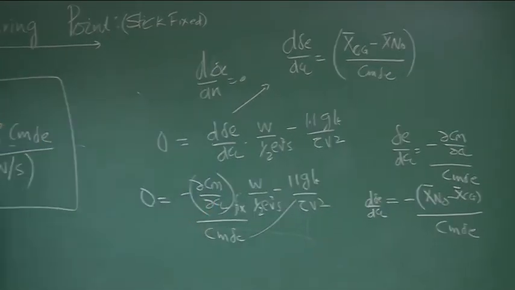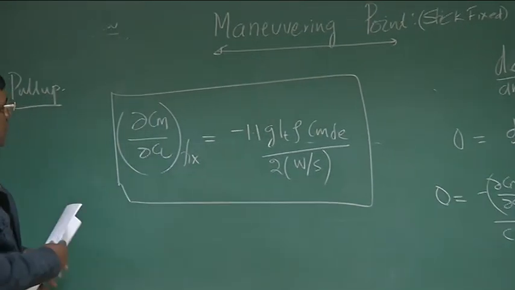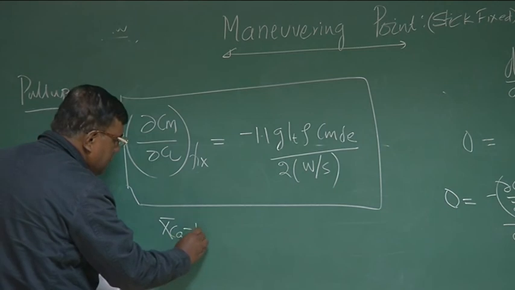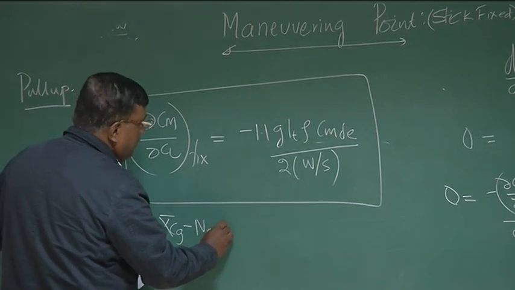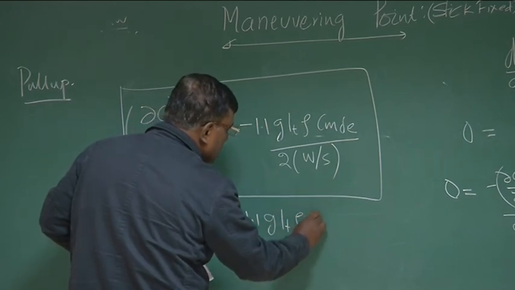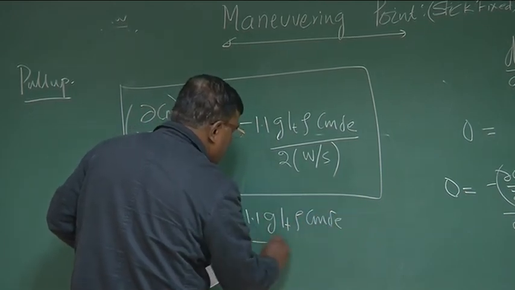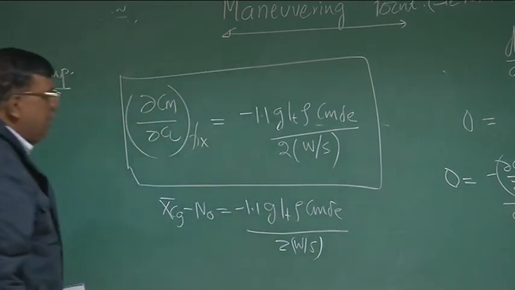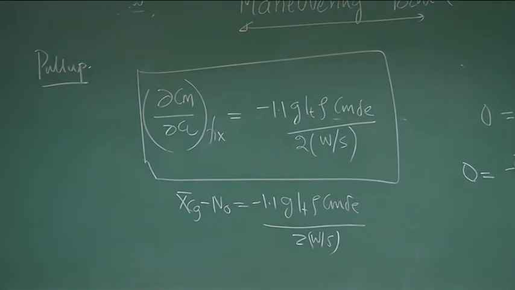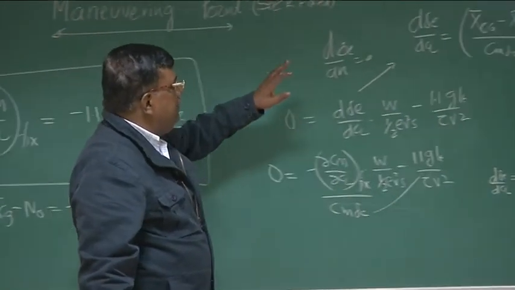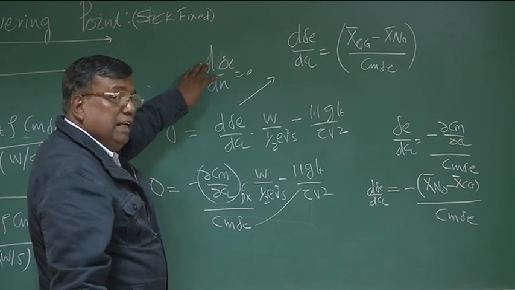From there we got this relationship, and now what is dCm by dCl fix? xcg minus n naught equal to minus 1.1 GLT rho Cm delta E by 2W by S. Can you tell me how to get the maneuvering point expression from here? I repeat, maneuvering point is that CG location at which d delta E by dn equal to 0.